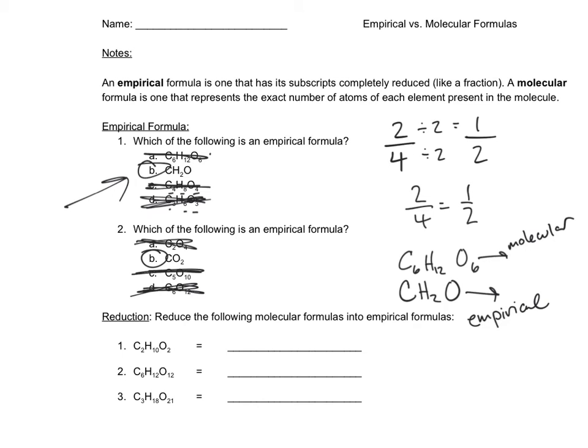All right, and the last thing you need to know how to do is to actually reduce the formulas themselves. Let's look at number 1 here. C2H10O2. Each of those subscripts is divisible by the number 2. So let's go ahead and divide all of them by 2. 2 divided by 2 is 1, so you just have C. 10 divided by 2 is 5, so you've got 5 hydrogens, and 2 divided by 2 is 1, so it's just 1 oxygen. Your reduced empirical formula is CH5O.